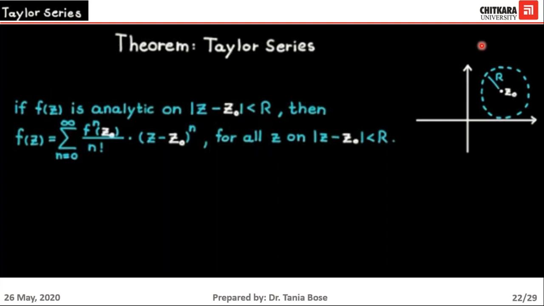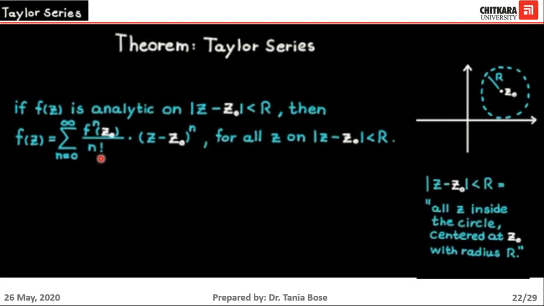So we are not concerned with those z. We are only concerned with those z which are lying inside the circle. So we have to always interpret our answer in this form: mod z minus z naught is less than r, right? Now if I quickly expand this summation, what will I get?